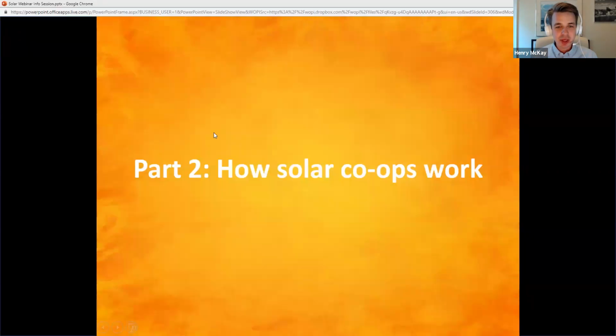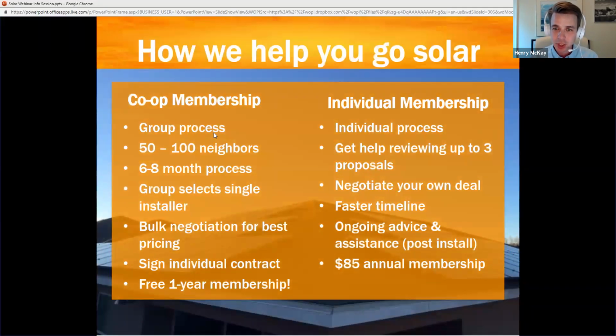I'm going to talk about the solar co-op process, and then in general, the different ways that we can help you go solar. We have two main ways we can help you go solar. One is this solar co-op membership, which I spoke about briefly before. This is a group of people going solar within a given geographic area, often a city, a county, or maybe even multiple counties. It's a group going solar, all with one installer, somewhere between 50 and 100 neighbors.